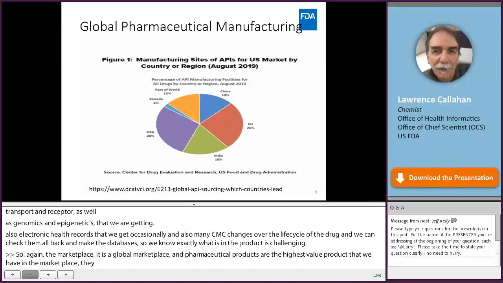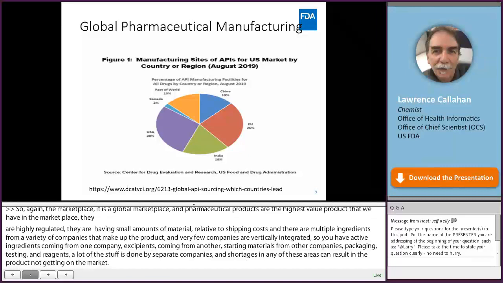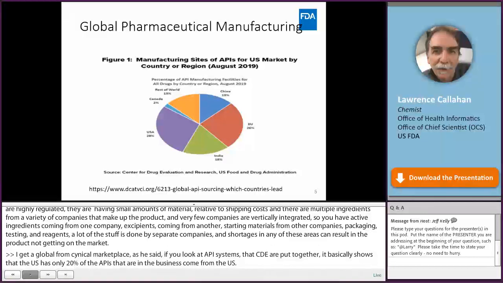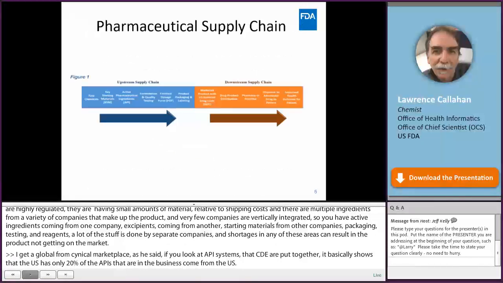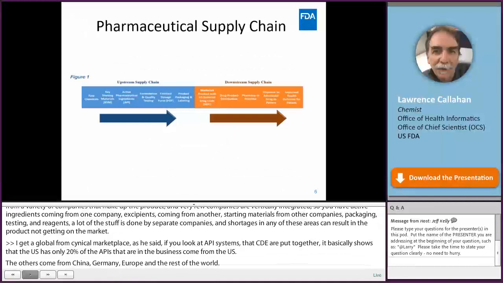If you look at APIs, this is a slide from a couple of years ago that CDER put together, and it basically shows that only 28% of the APIs that are in our products come from the U.S., and the other ones come from China, Germany, Europe, India, and the rest of the world. So again, it's only a small percentage that comes from the U.S., so it's really a global marketplace that we're dealing with. And again, this shows the pharmaceutical supply chain.